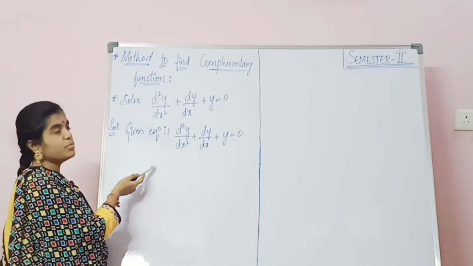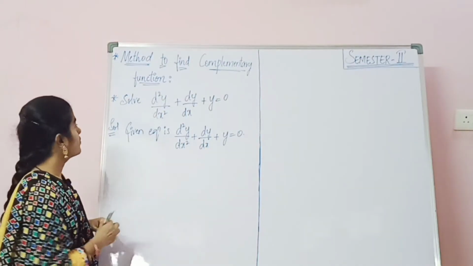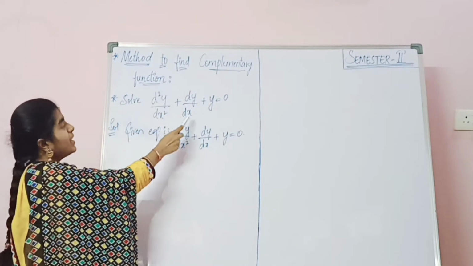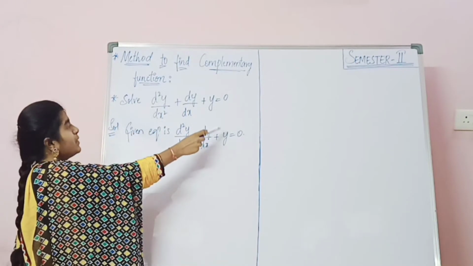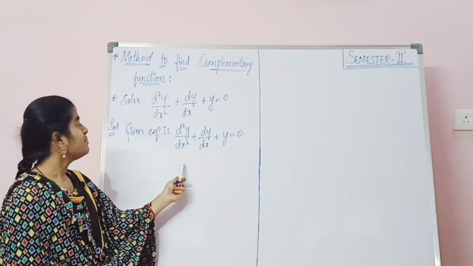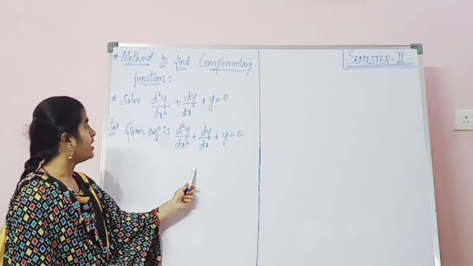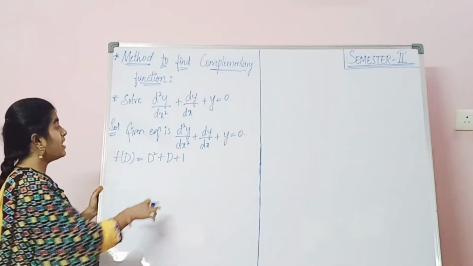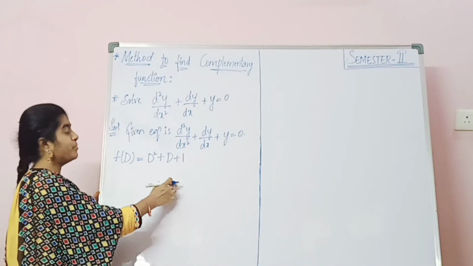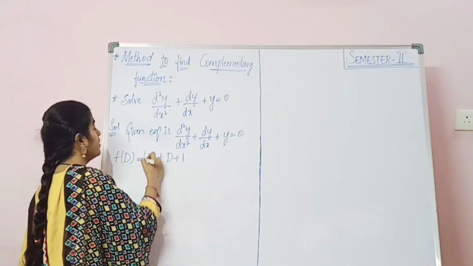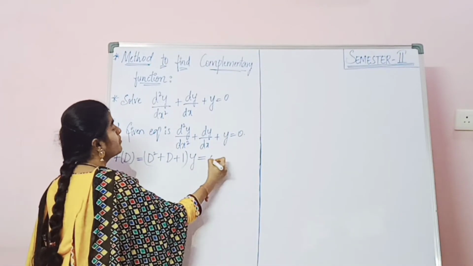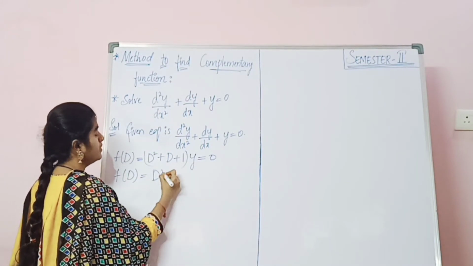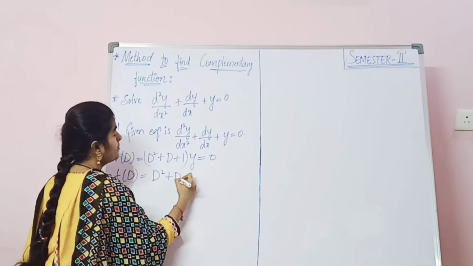Let us discuss one more sum based on case 3. Next, what is given here? Solve d square y by dx square plus dy by dx plus y equals to 0. So here given equation is d square y by dx square plus dy by dx plus y equals to 0. Now we have to write the given equation in the operator form. So d square plus d plus 1, you have to take y common, which is equals to 0. So f of d equals to d square plus d plus 1.